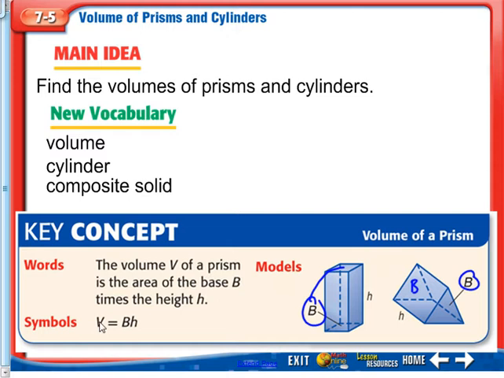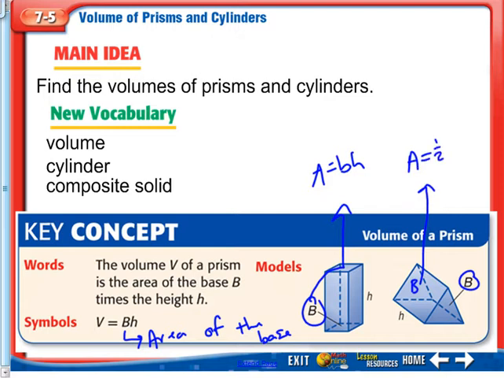So we see this formula here is volume equals capital B times H. Now the capital B actually represents something special. Capital B means area of the base. The reason we just say capital B times H is because the area of the base formula could be different. For this one, the area would be base times height. But for this one, since it's a triangle, it'd be area equals 1/2 times base times height. And that would both be solving for area of the base.